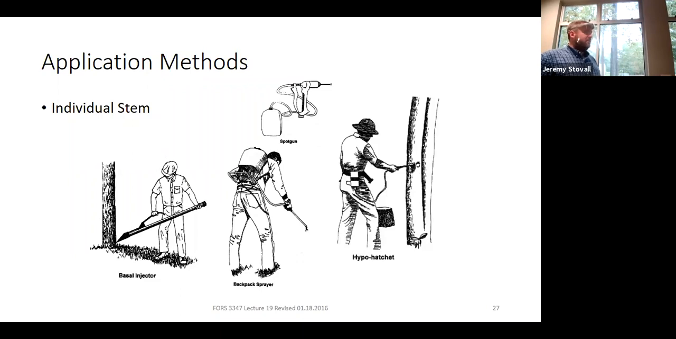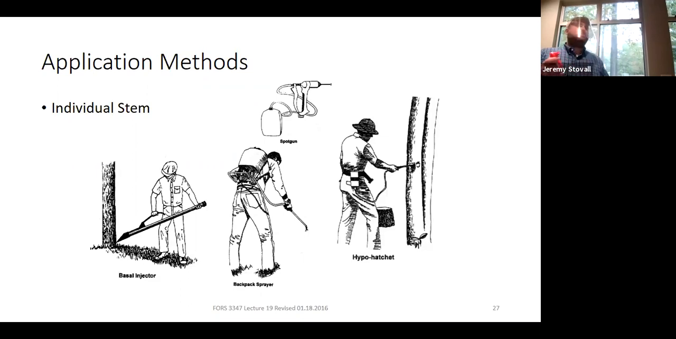That basal injector, like a Jim Jim on the bottom left, no one's really using that anymore. Fancy hypo hatchets, things like that. Mostly it's just a hatchet and a spray bottle. If you're applying a soil active chemical, you better be careful with this spray bottle. If it's got a leaky part on it, and I'm walking through the woods and it's dripping as I'm walking around, you can be doing a lot of unintended control there.